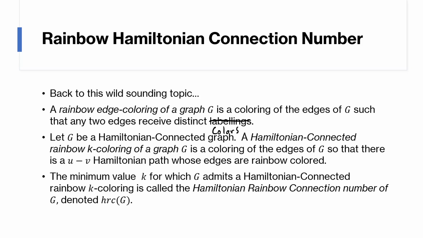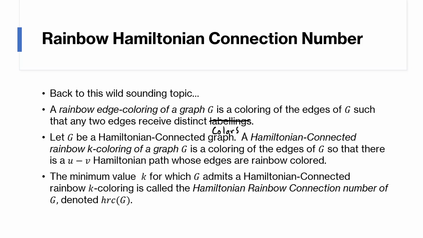So the minimum value of k for which G admits a Hamiltonian connected rainbow k-coloring is called the Hamiltonian rainbow connection number of G, denoted hrc(G). So this takes a second to get, but if you work out a couple examples, you'll get the hang of what this Hamiltonian rainbow connection number is. It's in general pretty difficult to find this number, but you should be able to do this for some small graphs, and that'll be good for the project.